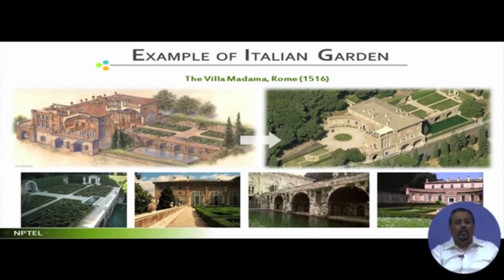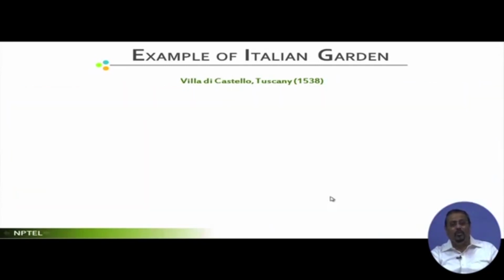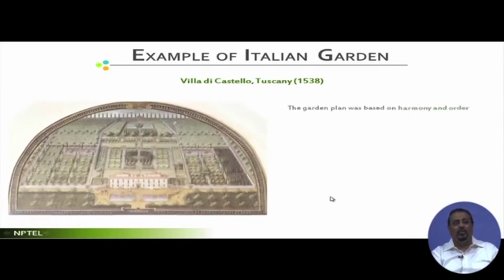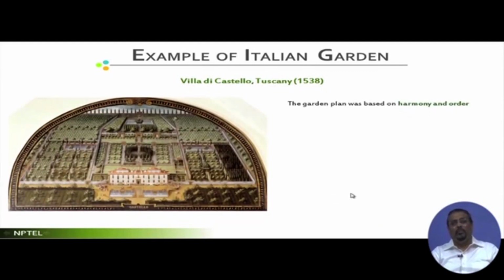I can assure you one thing, that when the Italians started building each of these particular portions, they did so almost independently. So there is no symmetry or balance between all these things. There could be various different kinds of formations. If you look at the other examples, Castello is one very important example. The garden plan was based on harmony and order. If you look at the geometry, yes, it is very much there. But if you look at the whole garden, it never holds together. It is a grandness which they wanted to demonstrate.